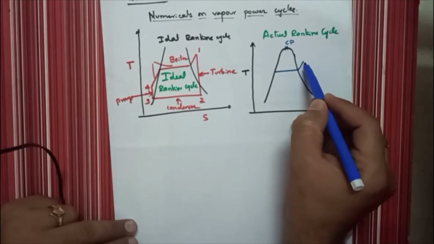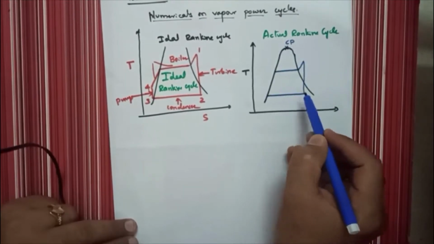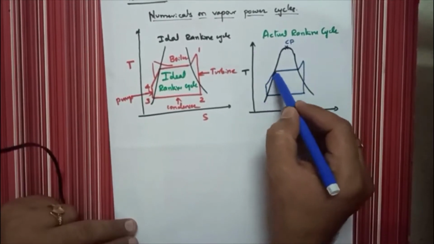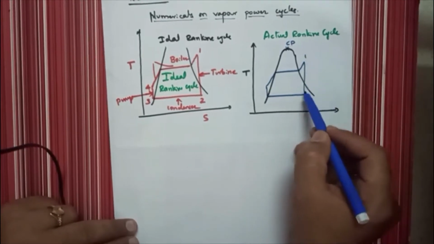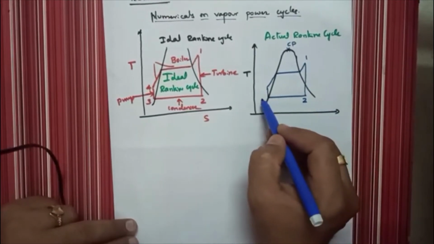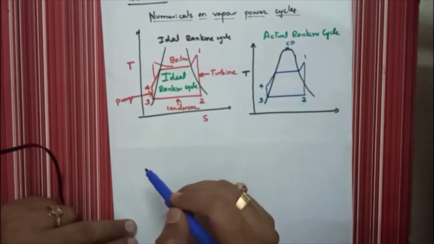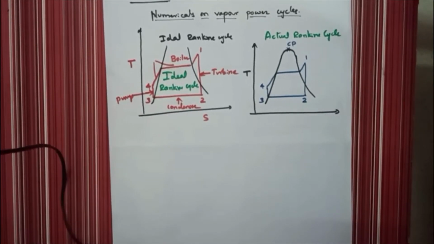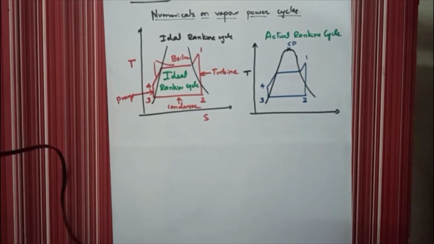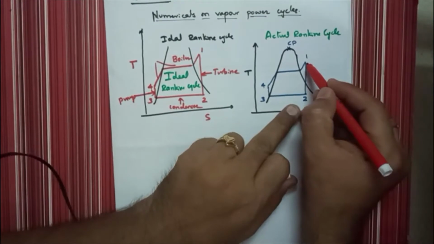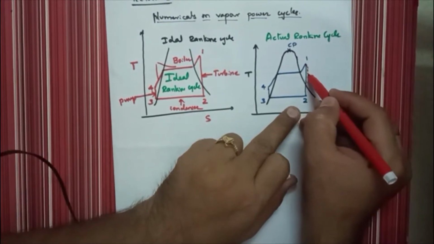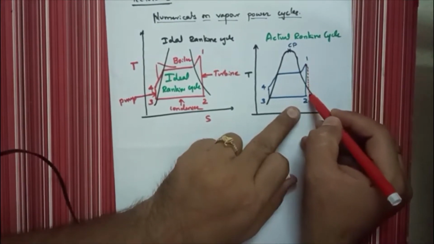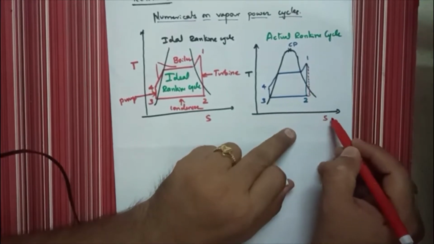It is exactly similar. There is not much difference between the actual and ideal cycle. The difference is in the turbine 1 to 2 process, and as well as in the pump 3 to 4 process, we will be considering the friction losses. Those friction losses will be represented like this. So in 1 to 2, because of friction the heat will be generated. Because of the heat generated, the entropy increases. That is the S value here.